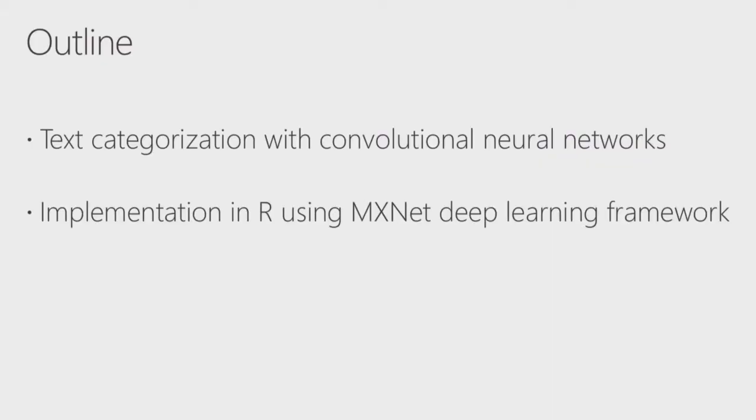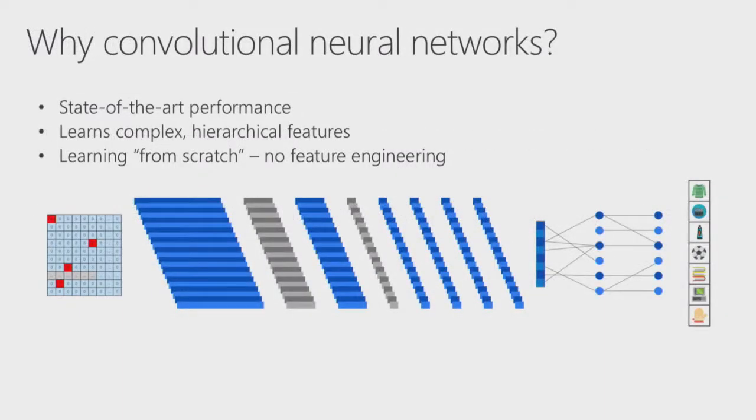But why do we want to use convolutional neural networks to solve this problem? Well, convolutional neural networks have achieved state-of-the-art performance in the field of computer vision. In recent years, they've been applied to NLP as well with very good results. The reason they perform well is they can learn very complex and hierarchical features from the input. Another good aspect of them is that they learn from scratch. There's very little feature engineering you have to do to the text, especially compared with more traditional NLP methods such as bag of n-grams and TF-IDF.